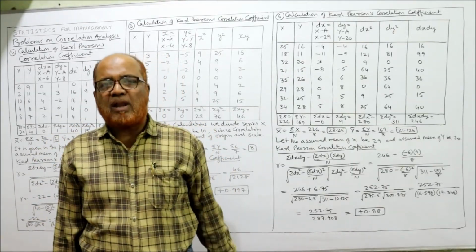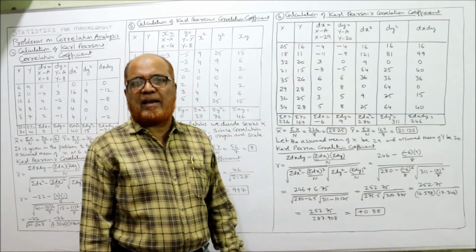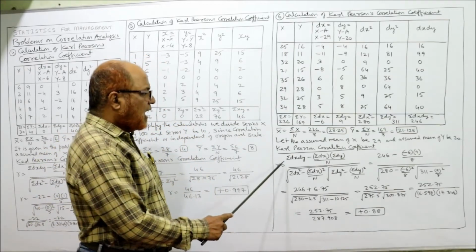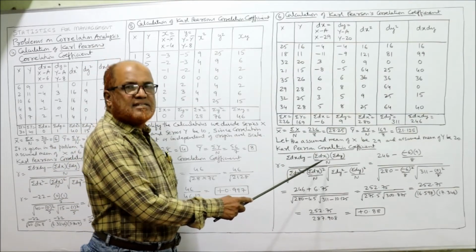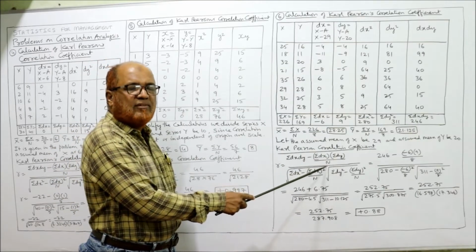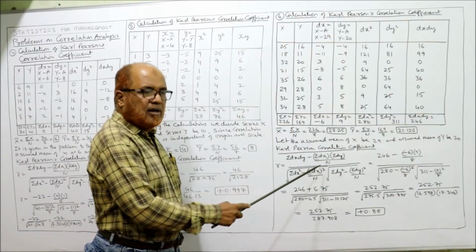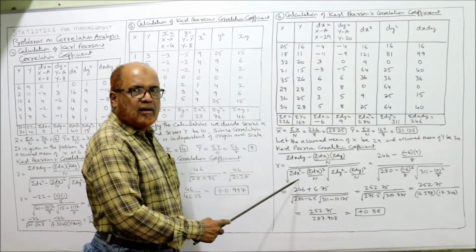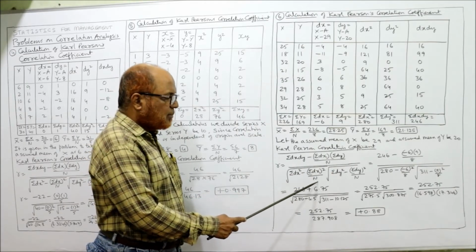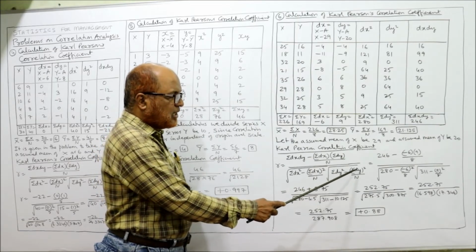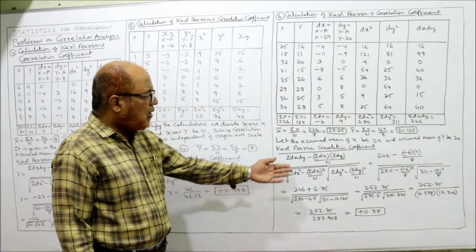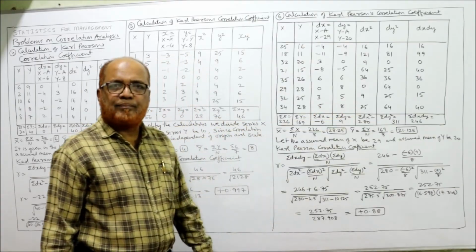Now remember the formula and substitute the values. What is the formula? r is equal to summation dx dy minus summation dx into summation dy by n. That is the numerator. Denominator: under root, summation dx square minus summation dx whole square by n. Then again root, summation dy square minus summation dy whole square by n. All these values you are having in the table.